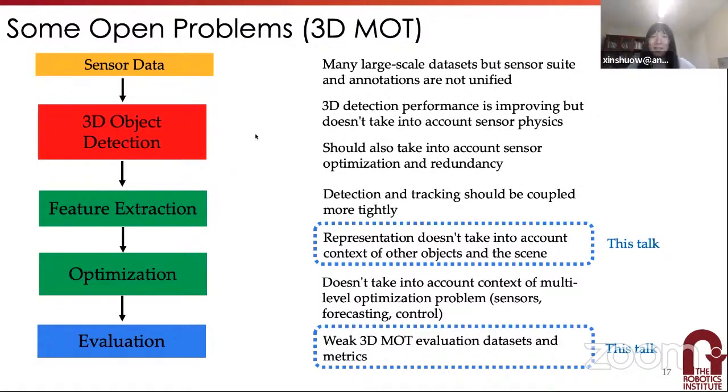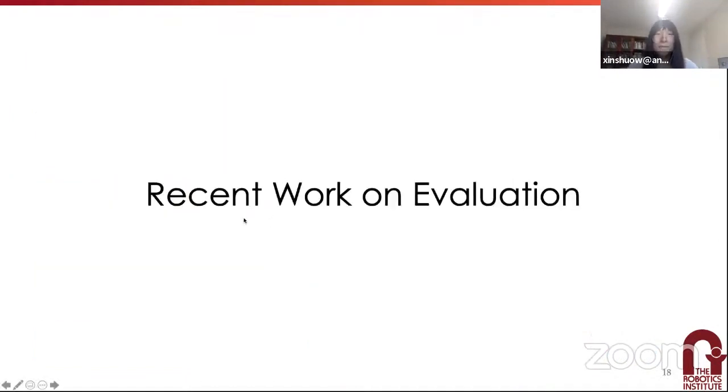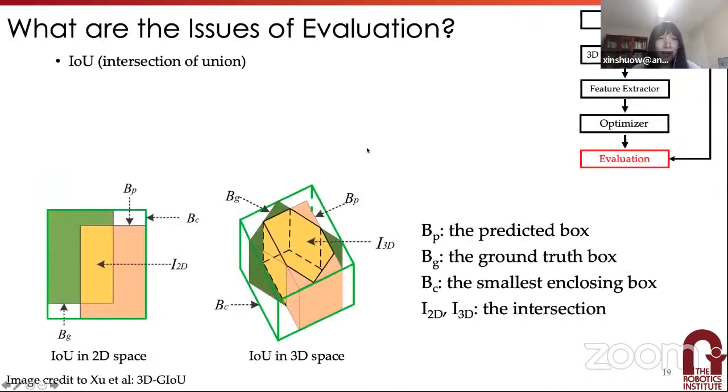I'm sorry. Okay, thanks for the invitation, and also thanks to Kris for giving the introduction. Now I will talk about our recent work on addressing the two open problems that Kris just mentioned. The first one I will talk about is the evaluation. How can we improve the evaluation metrics for 3D MOT methods? First, what are the issues of the current evaluation for 3D MOT methods?